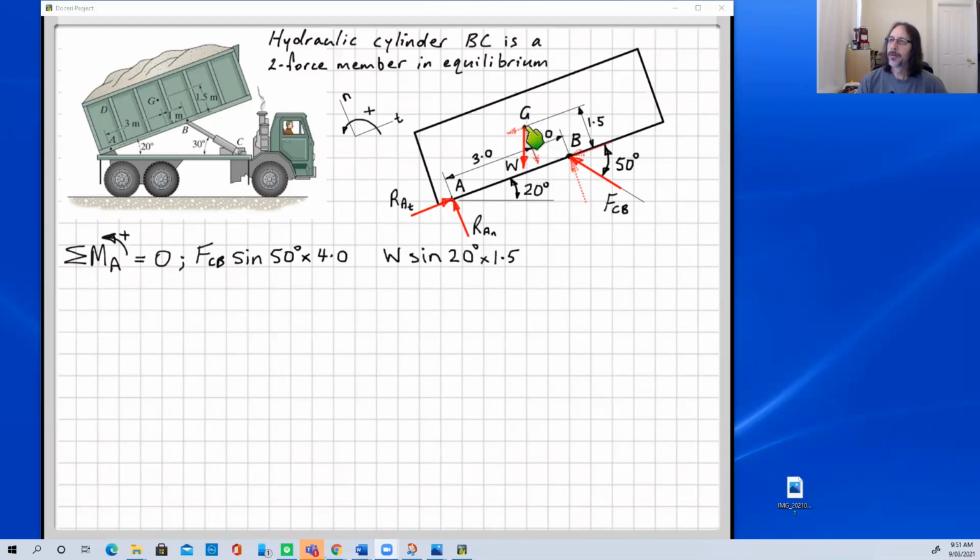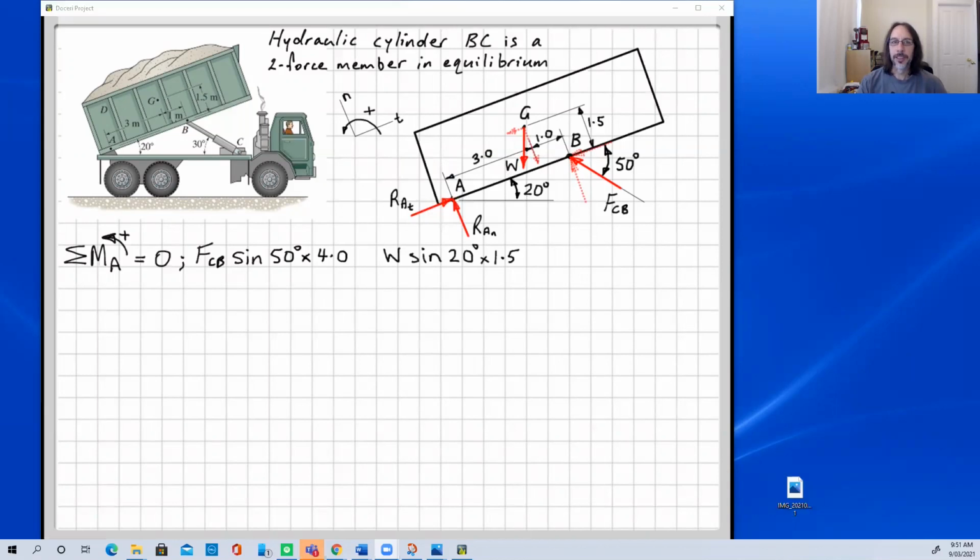Okay, so that force here, its perpendicular distance to point A. Right, so if we continue that line of action down here, its perpendicular distance to point A is 1.5, okay, which is what we've got on our drawing up here.